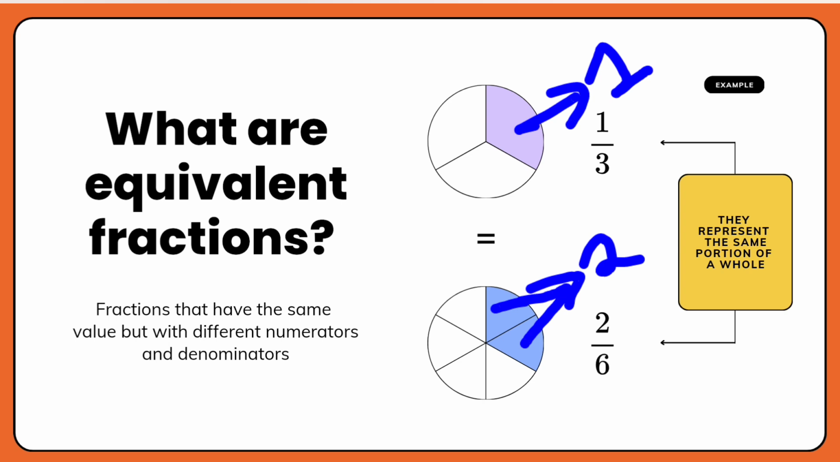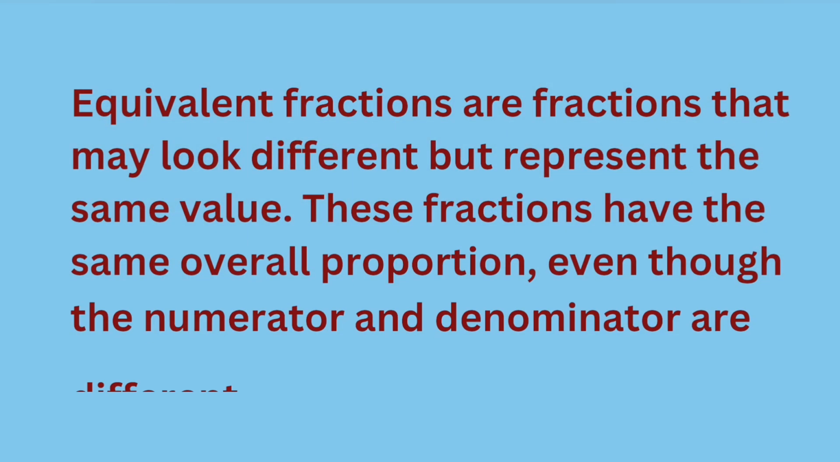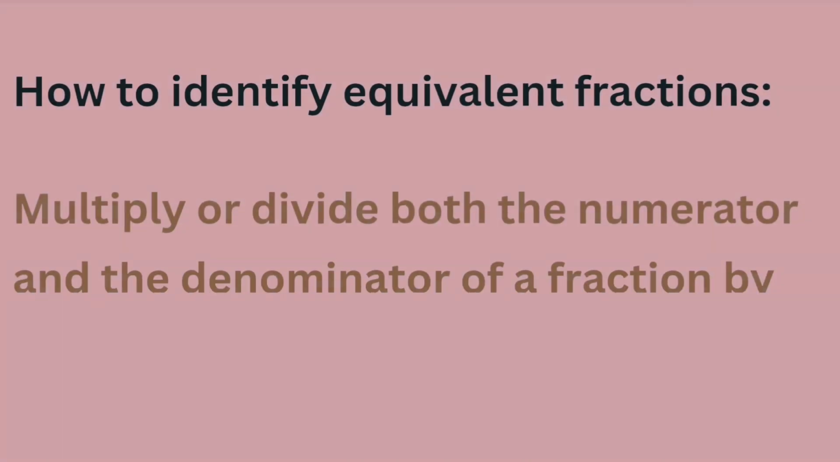Okay, they look different, but the size is the same. Here we are considering 1 out of this 3. Here we are considering 2 out of 6. This 2 out of 6 is equal to the 1 of the other one. So they are called equivalent fractions. As we studied through this example, equivalent fractions are fractions that may look different but represent the same value. Yes, these fractions have the same overall proportion even though the numerator and denominator are different.